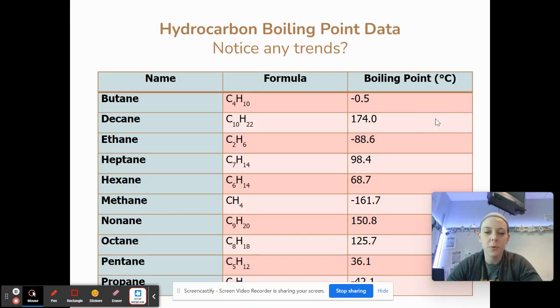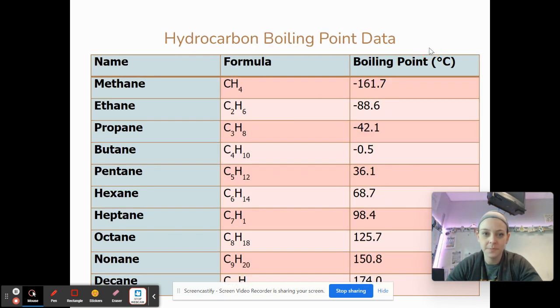So before we talk about them in detail, let's just take a minute to look at what we call hydrocarbons. So hydrocarbons are just carbons and hydrogens put together. You have methane, butane, ethane, heptane, all these different hydrocarbons. And as you start adding more carbons to it, you'll notice that this boiling point data varies a little bit. But I also didn't put this in order. So if we rearrange it, put it in order, do you notice any trends now?